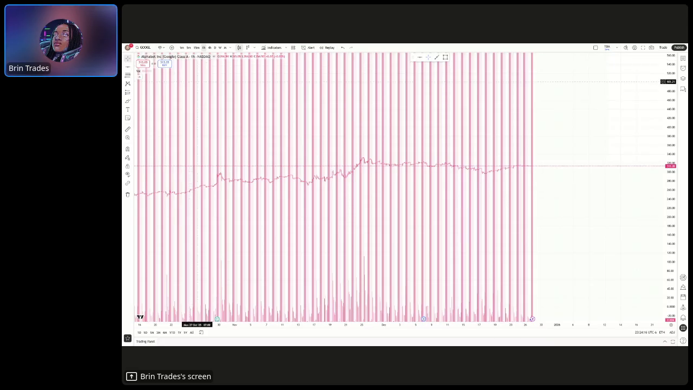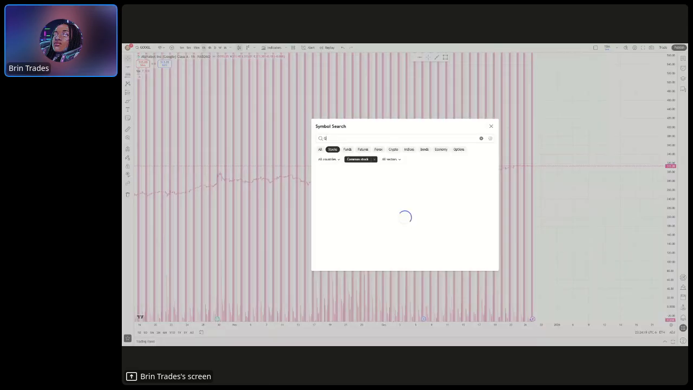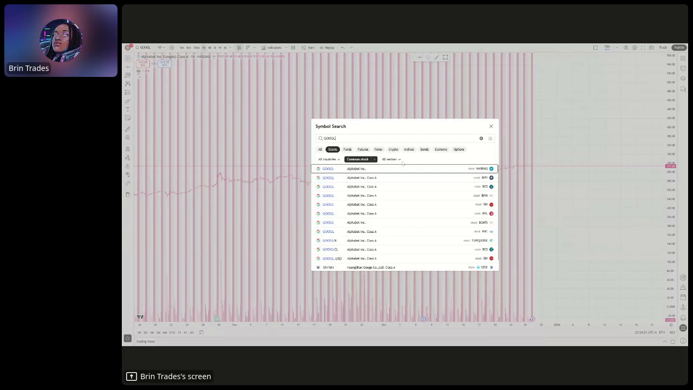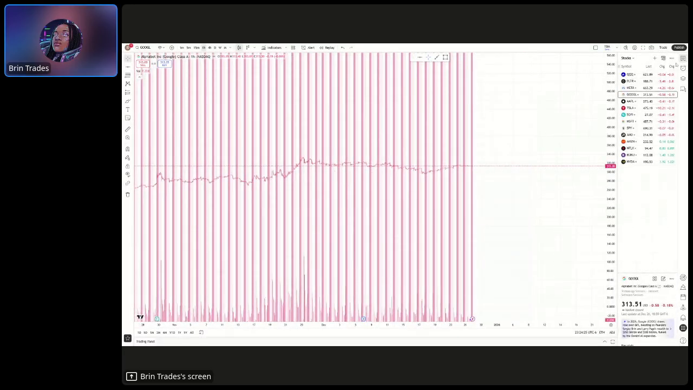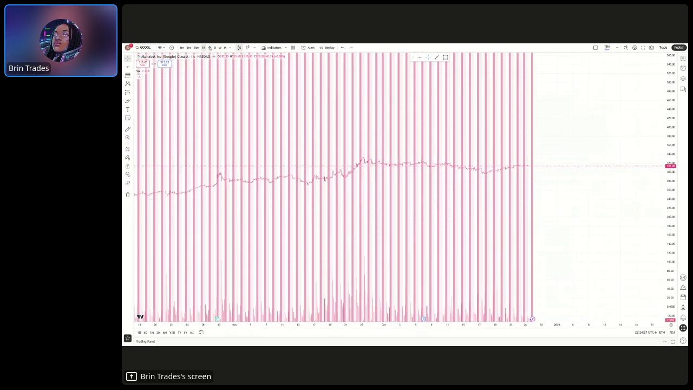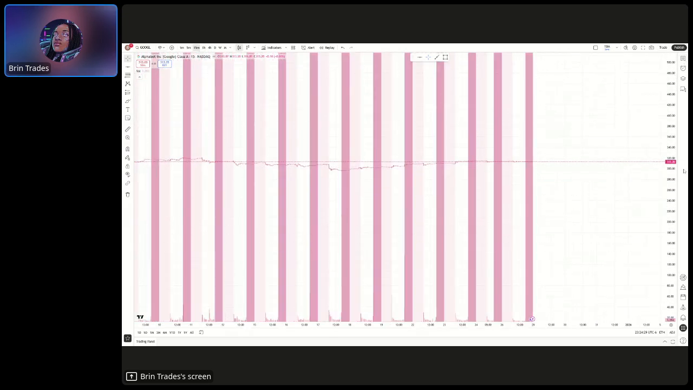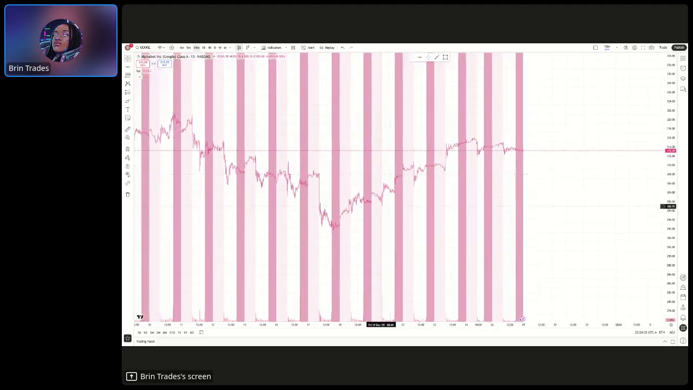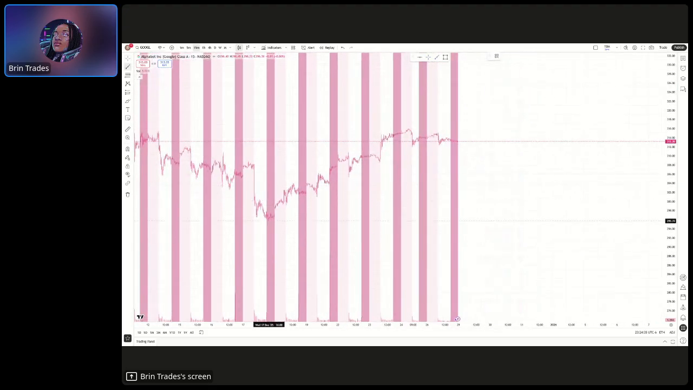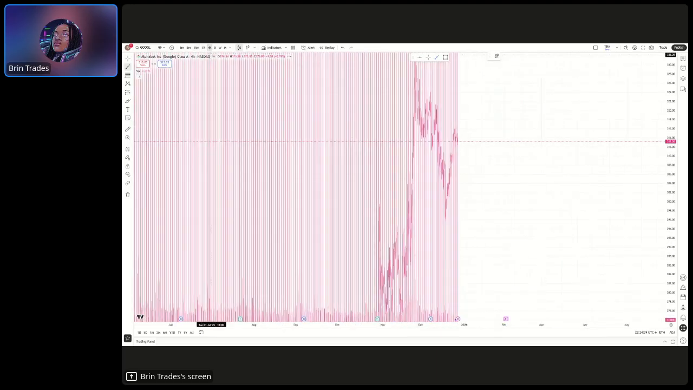Is this the correct Google? This doesn't look like the correct Google. I guess it is. Okay. Whoop-de-doo. Let's go into the 15-minute. Yeah, it looks like... Well, it does have a nice uptrend on the 15-minute. Let's actually look at that 4 hour.